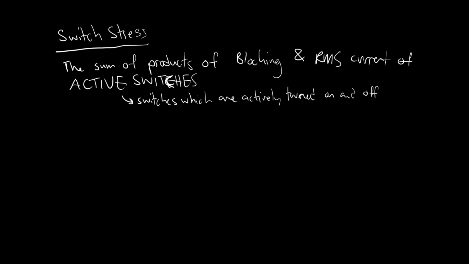So a diode turns on and off naturally, but a MOSFET, you need to apply a voltage to turn it on or turn it off, right? So that's what it means by active.